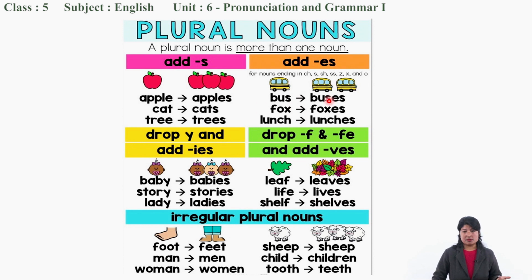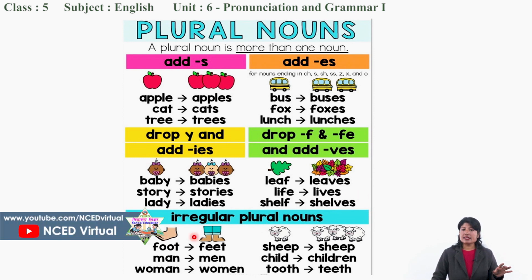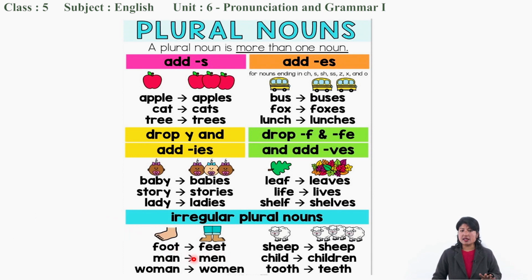Then boss, bosses. Fox, foxes. Lunch, lunches. Baby, babies. Story, stories. Lady, ladies. Leaf, leaves. Life, lives. Self, selves. And foot, feet. Man, men. Woman, women. Sheep, sheep. Child, children. Tooth, teeth. Okay, why is it so?